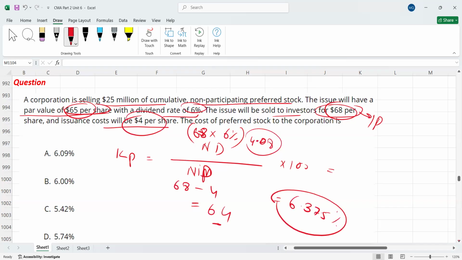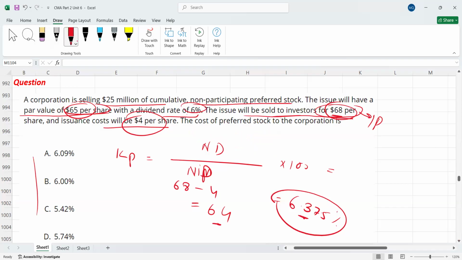So 6.37. So where is the answer? Or did we make a mistake somewhere? There is no option. 6.3, not a close option. The issue will be sold to investors for 68 per share. So guys, actually, the issue will be sold to investors at 68. So I believed I had done it correctly. So then what is the mistake here? Maybe this figure is incorrect. Oh, sorry. I made a mistake here actually.